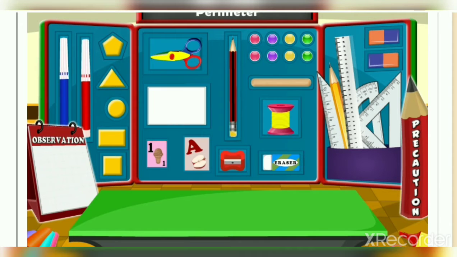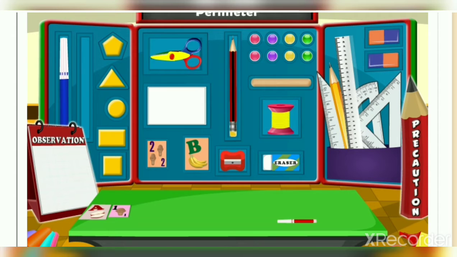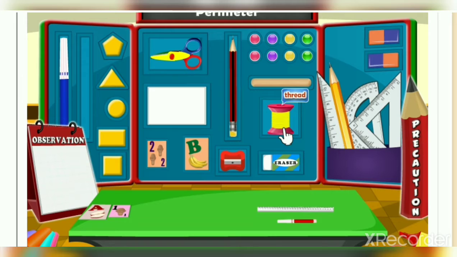Take a flashcard marked as 1. Take a flashcard marked as A. Take a red-colored pen. Take the measuring scale. Take a thread. Take a pair of scissors.